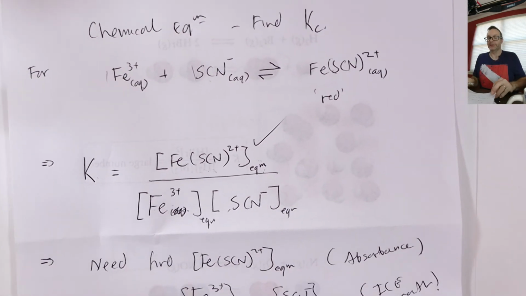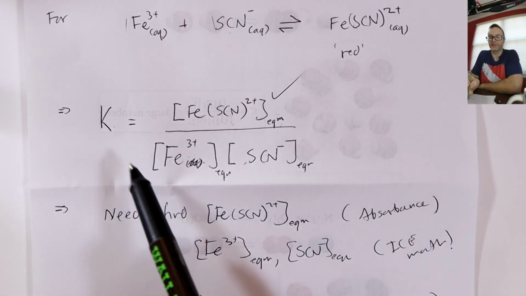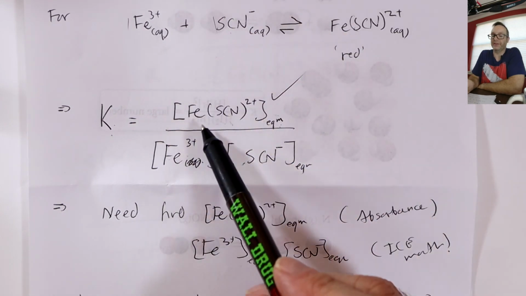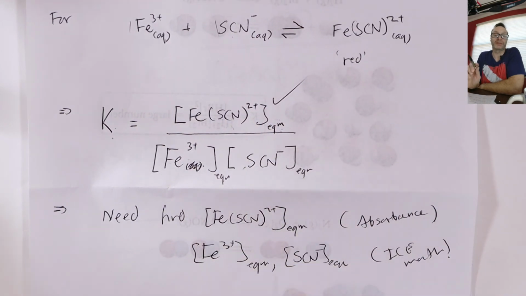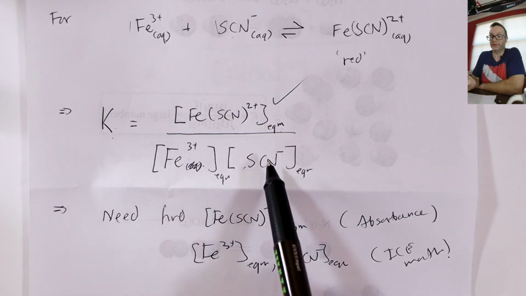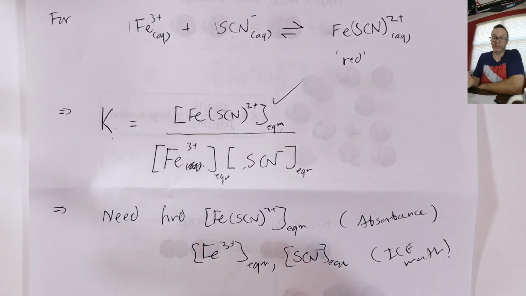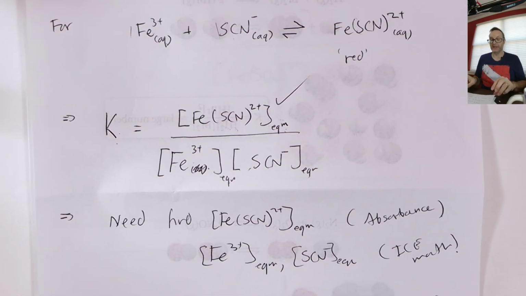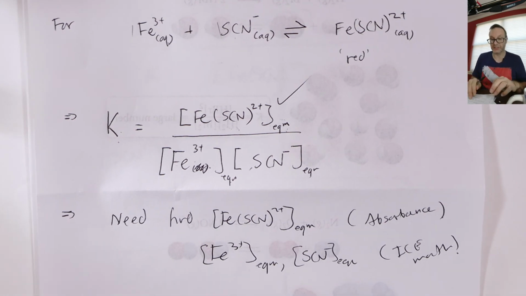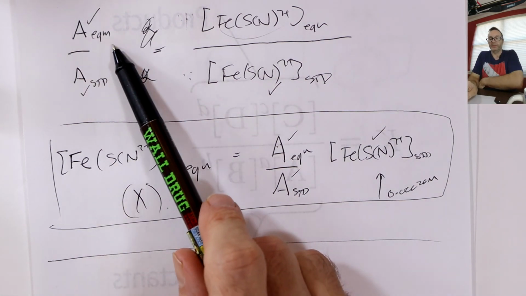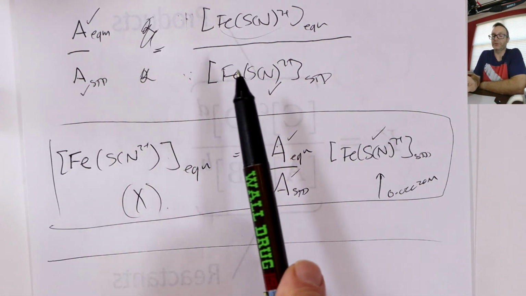Okay, so we're finding the value of K for this reaction. It's products over reactants at equilibrium. That's the key thing. So we need to find those three things. The first one, the top one's easy because it's colored. We can use an absorption spectroscopy experiment to find that. Absorption is proportional to concentration, right?